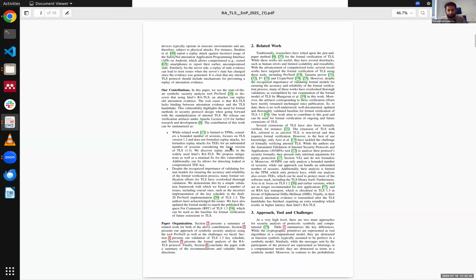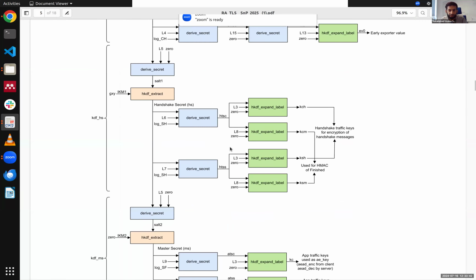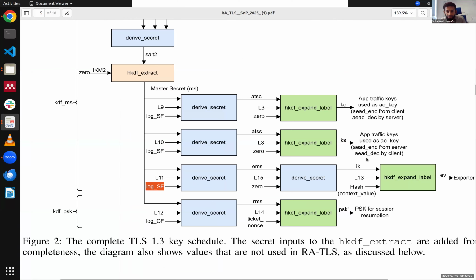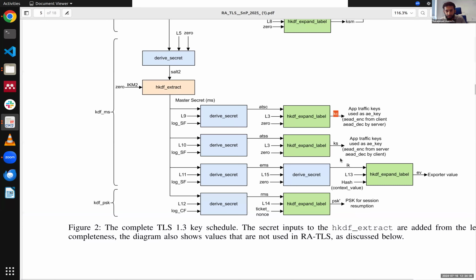So I have here the key schedule, which is like this. When I'm talking about the EKM, basically this is the exporter value, which takes into account only up to the server finished log SF, which is the server finished. And I believe if you are calling KC and KS the application traffic keys, there is no direct connection that I see other than that they are also derived from the same log. I mean, there is no input from the application keys to the exporter value.